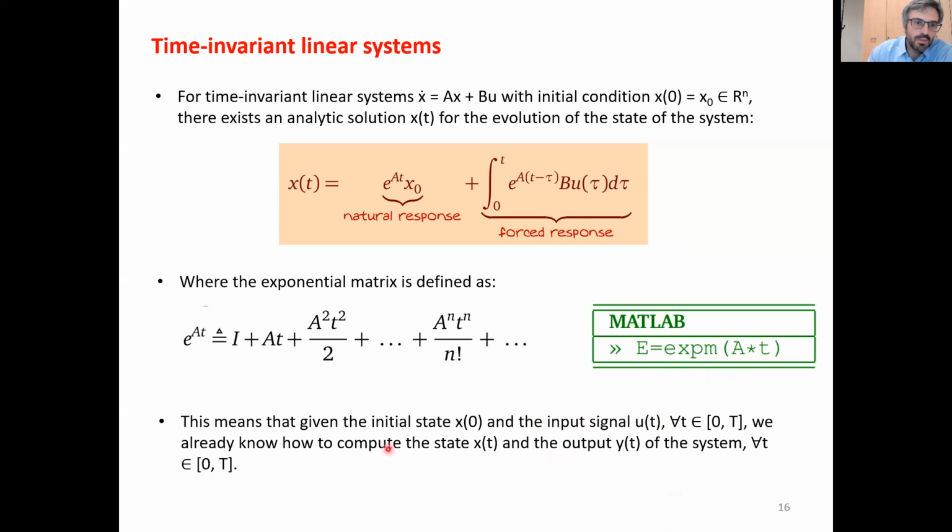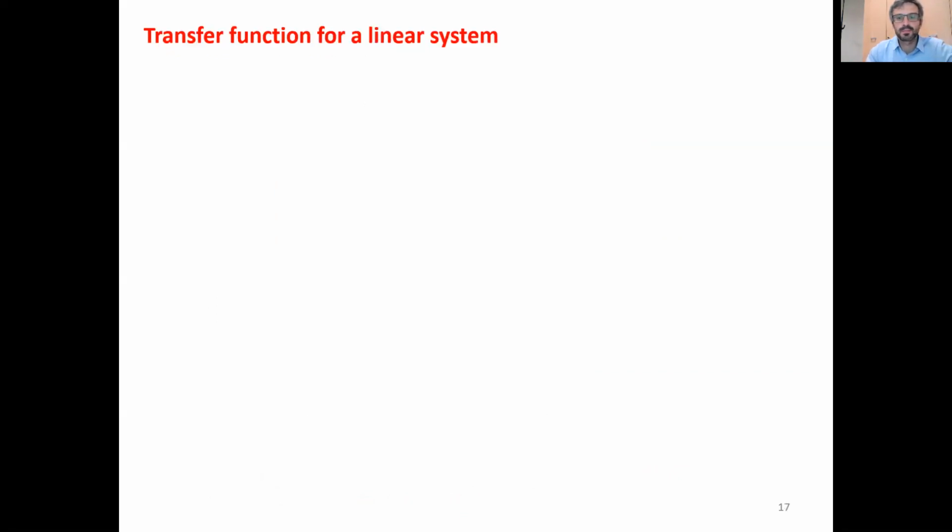And so thanks to this equation, we know that having the input signal over time, all the trajectory we want to consider, and knowing the initial value of the states, we can compute all the evolution of the states and of the outputs for all the time interval we want to consider. Everything is clear?